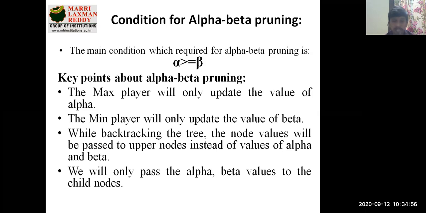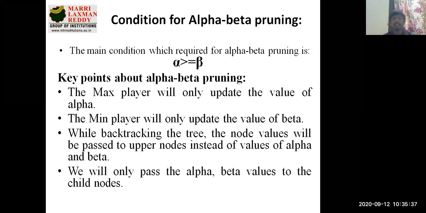So what are the key conditions we need to ensure while learning about alpha beta pruning? The max player will only update the value of alpha. With respect to the min max algorithm, whenever you are at the maximum level, you only update the value of alpha. The traversal mechanism will be the same as your min max strategy, but here you talk about it with respect to alpha and beta. As I already mentioned, the maximized value is called your alpha and the minimized value is called your beta.